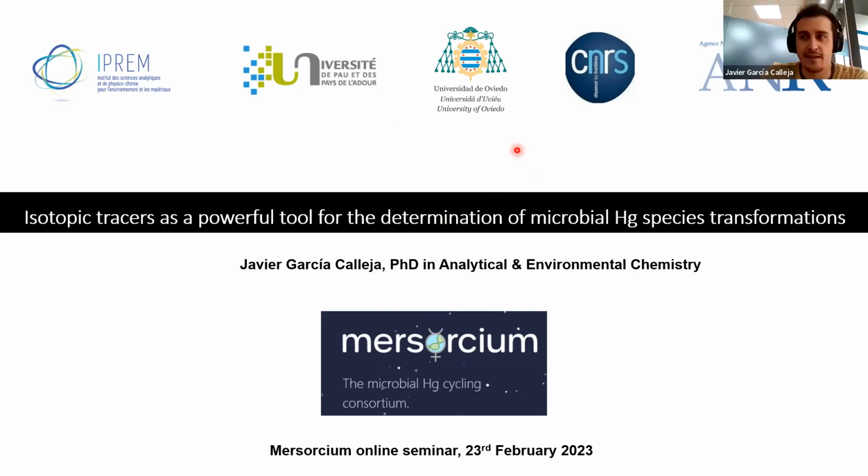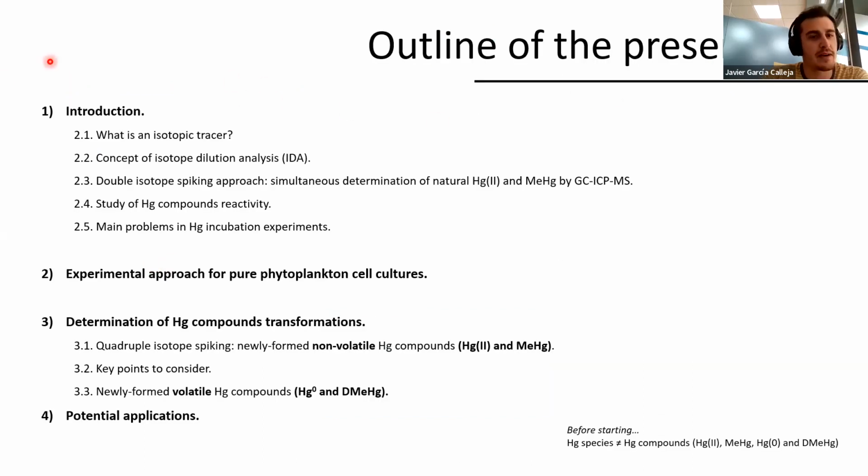Okay, today I'm going to talk about isotopic tracers as a powerful tool for the determination of microbial mercury species transformations. First, we will introduce the topic: what is an isotopic tracer, the concept of isotope dilution analysis, and the main uses, how they can be used for determining natural inorganic and methyl mercury by GC-ICP-MS, gas chromatography coupled to inductively coupled plasma mass spectrometry.